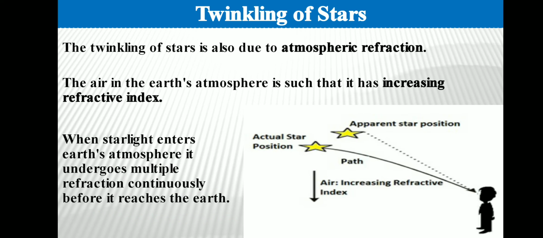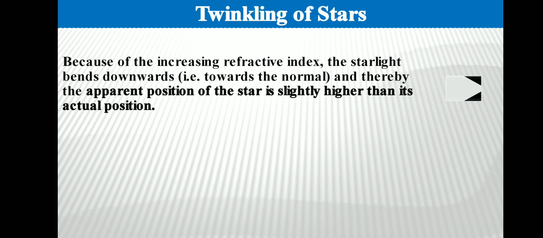That means the position will change due to the changing refractive index. The actual position of the star is here, but due to refraction, that boy can see the star over here. This change of position creates the flickering, and this flickering is nothing but the twinkling of stars. Now let me explain all the points related to this.